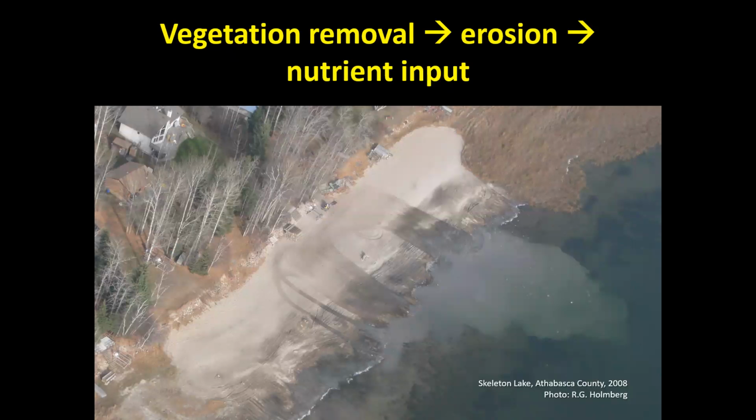So vegetation removal leads to erosion, leads to nutrient input. And this is an aerial photograph of a nearby lake where people are trying to remove the vegetation to get a beach area. And you can see that by clearing the vegetation, nutrients are flowing into the lake from the shore.